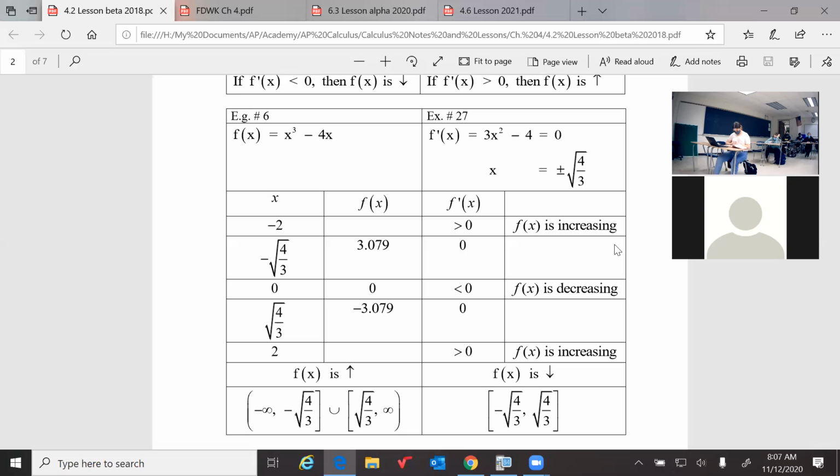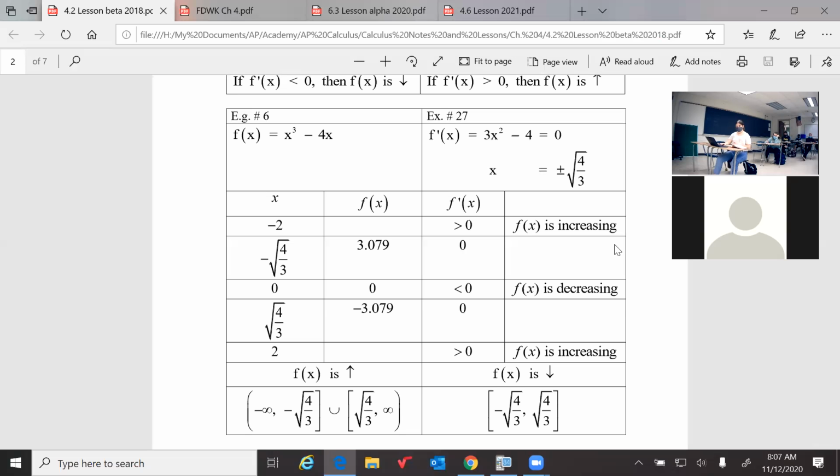So interval notation, the parent graph is going up from the left until you get to negative root 4/3, and positive root 4/3 to the right. And in between, it's decreasing. The bracket notation means this. It means the function's continuous. It does not mean the graph is simultaneously increasing and decreasing at those critical points.